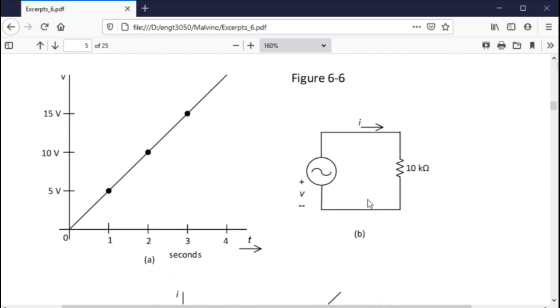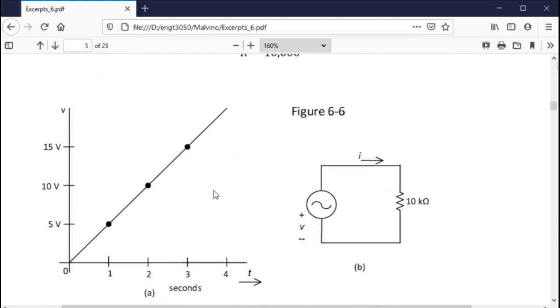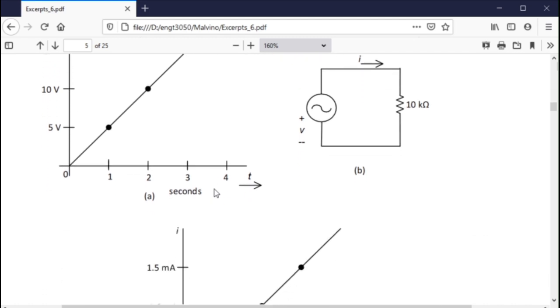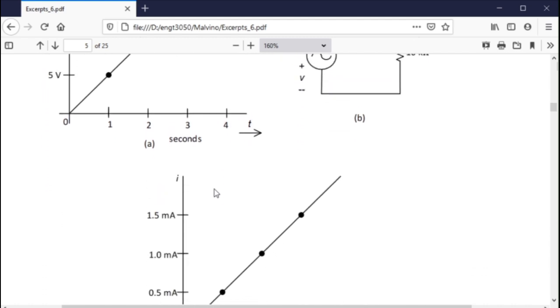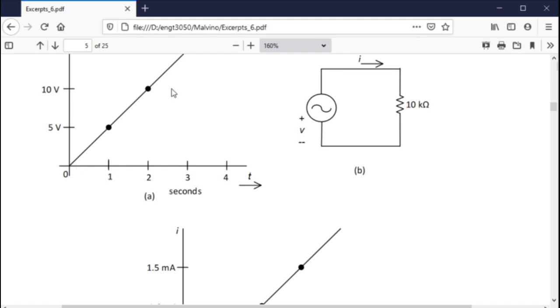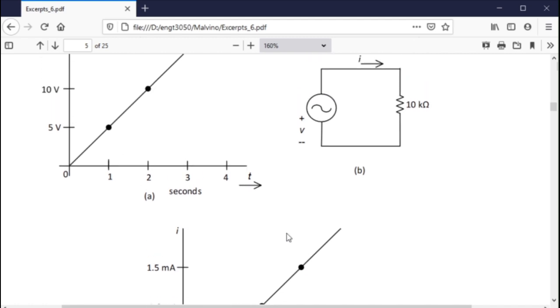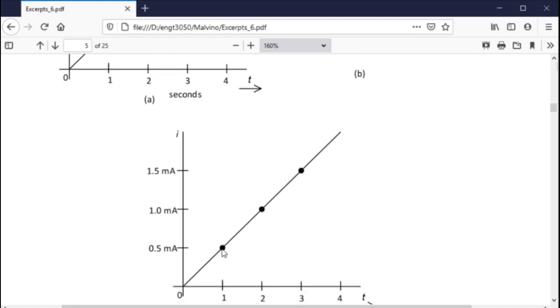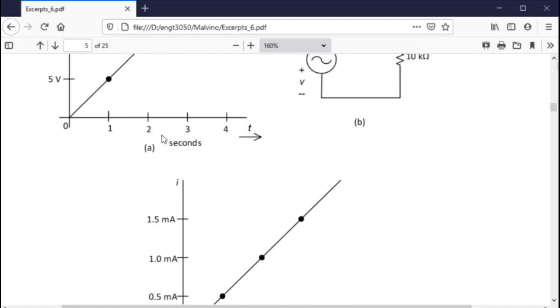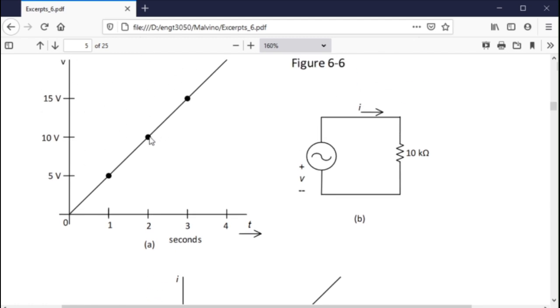Now notice that the waveform of the output looks the same style as the waveform of the input. So if you have a ramp for your input, you're going to have a ramp for your output. If you have a triangular waveform, you get a triangular waveform. If you have a sine, you have a sine, etc. You take a point and you calculate the point on the other graph. Sometimes you can use the same graph, but many times you can't.